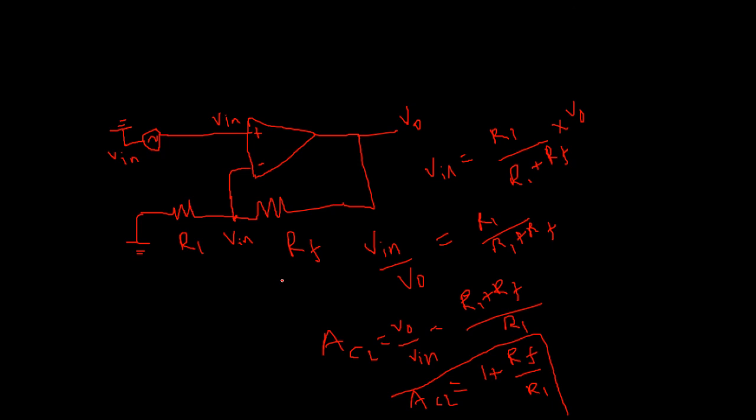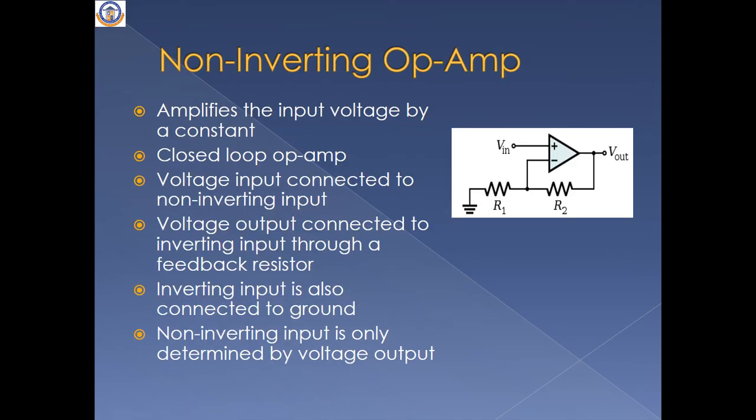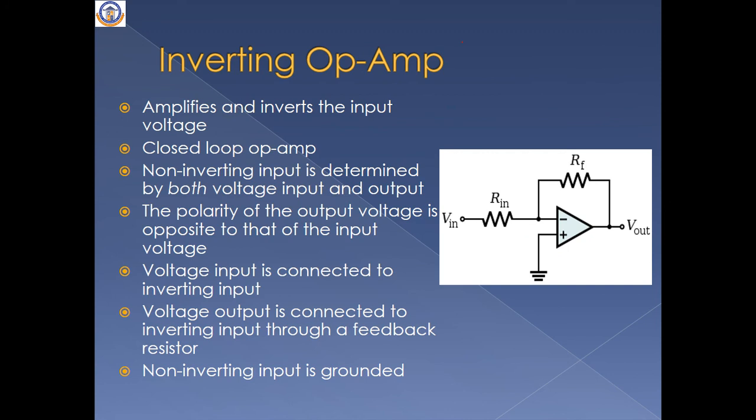So here let's calculate the input impedance of both inverting and non-inverting amplifier. So this is the inverting amplifier. Here the input impedance is nothing but the impedance we see on the input voltage side. This is the input impedance, and this is the current flowing, I in.